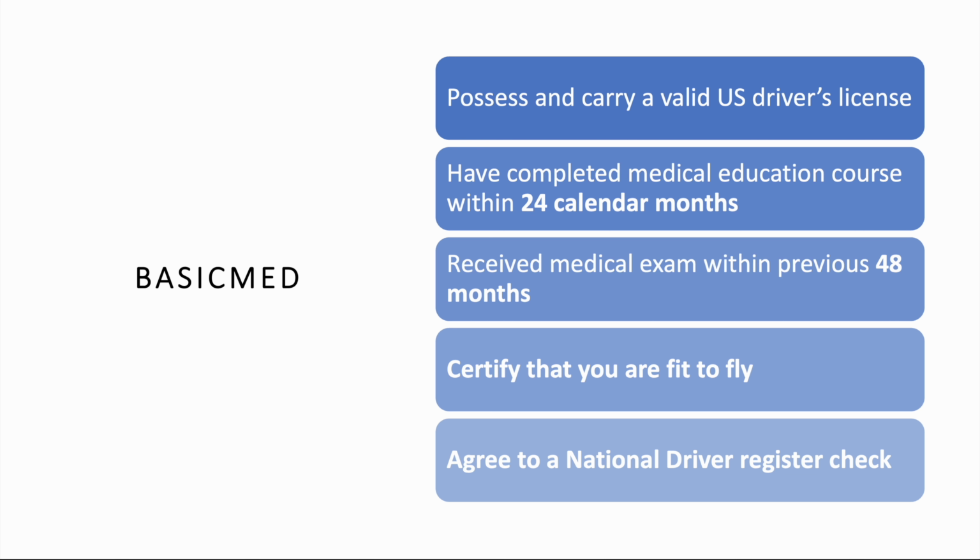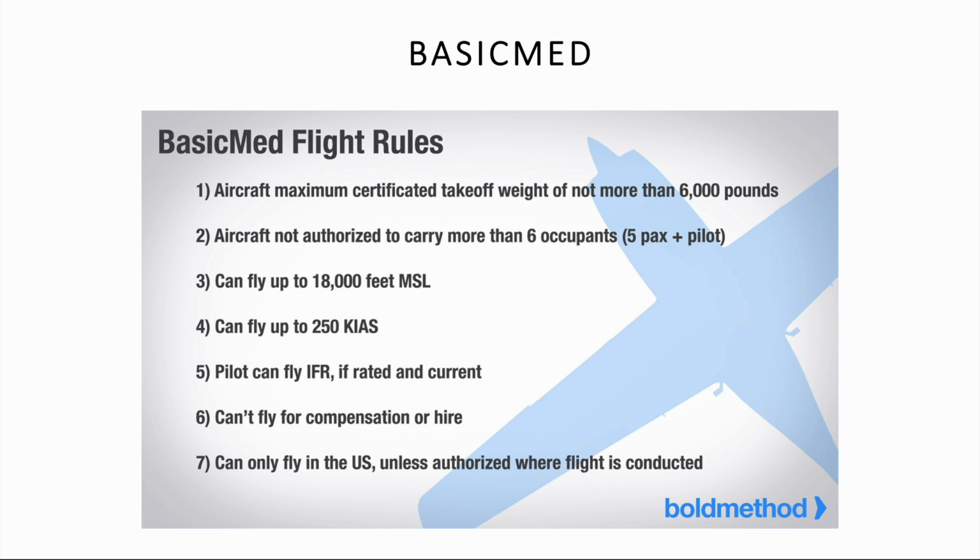So if you do have BasicMed, there's a few rules you need to follow. In my opinion, it's not very strict, and I'll tell you why. So maximum certificated weight of 6,000 pounds, which is a big plane. A training aircraft, like a Cessna, is 2,500 pounds, so you can fly an airplane twice as big.